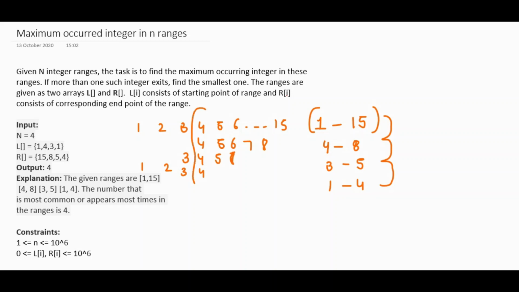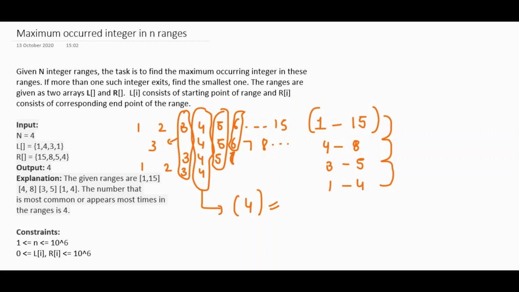We can see 4 is occurring 4 times, 3 is occurring 3 times, 5 is occurring 3 times, 6 is occurring 2 times, and so on. Right? So maximum number of times an element is occurring is 4, and which is occurring 4 times. So we have to return the element which is occurring maximum number of times. So answer is 4.